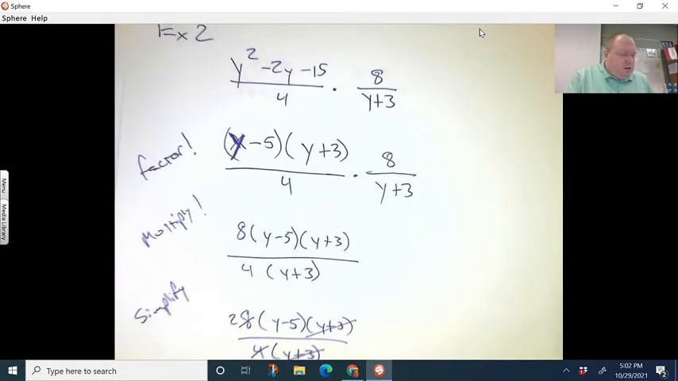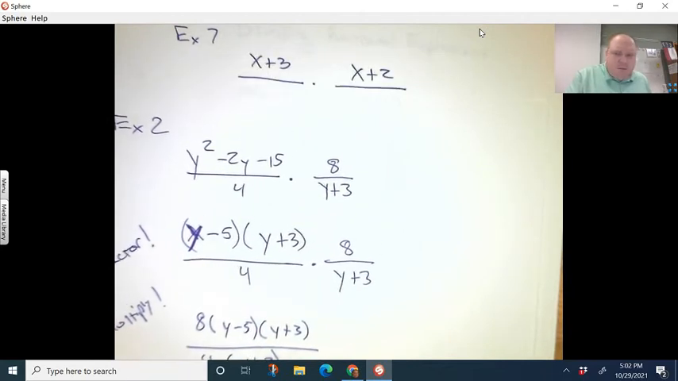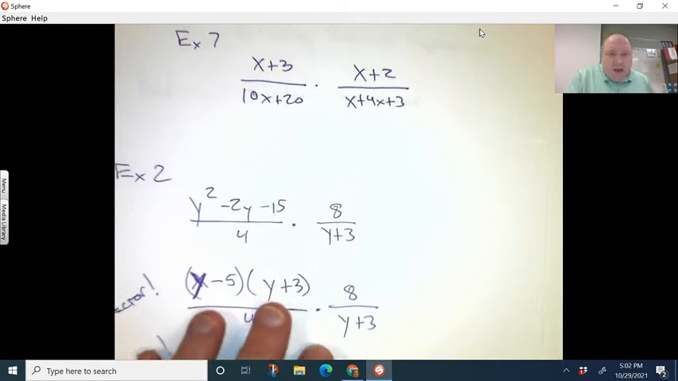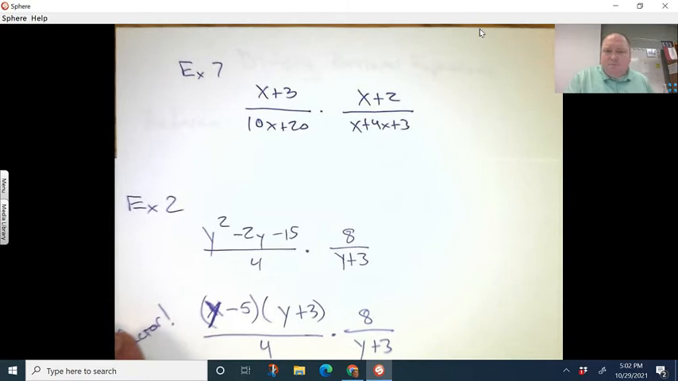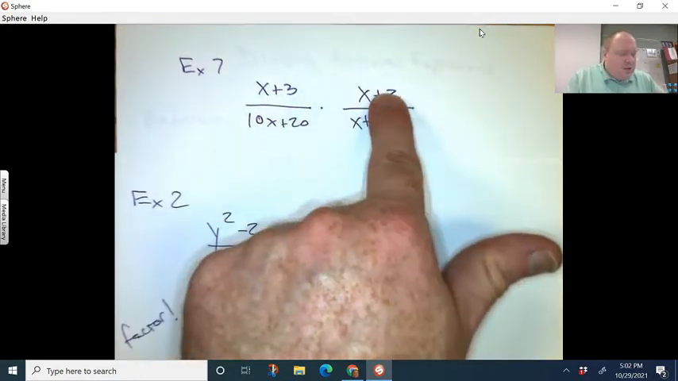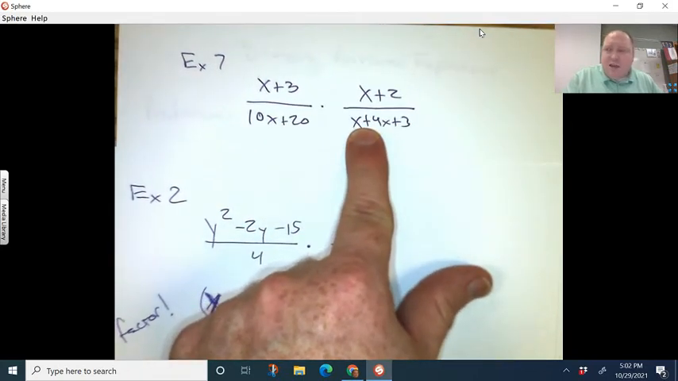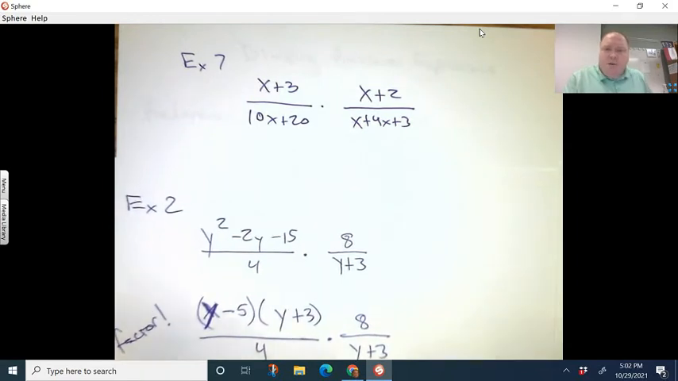Now, you might say, well, wait a minute, that's not even remotely complicated. Okay, give me something that's more complex. So, I'm looking at number 7. Okay, in this problem, I have expression, expression, expression, and then I have another one here. So what I'm going to do is I'm going to factor each of these, especially these two bottoms.